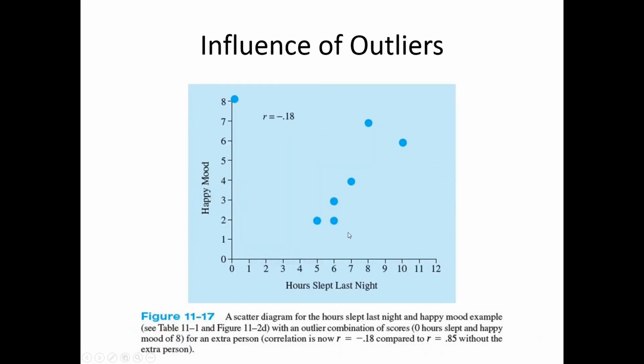Another thing about the correlation coefficient is that it is highly affected by outliers. So for example, in this data, just by eye, it seems like there is a positive correlation, in this case with happy mood and how many hours people slept last night. But because this one point is so far away, if we calculate the correlation coefficient, we will find that the correlation coefficient for this data set is minus 0.18. So it will be a negative correlation.